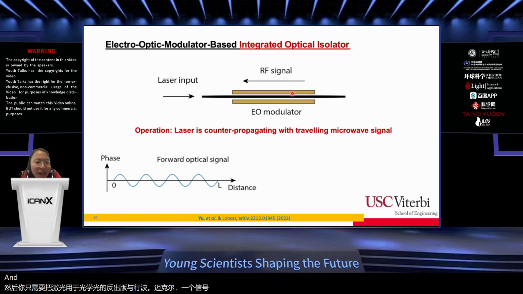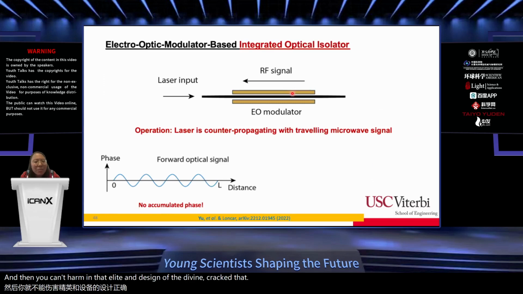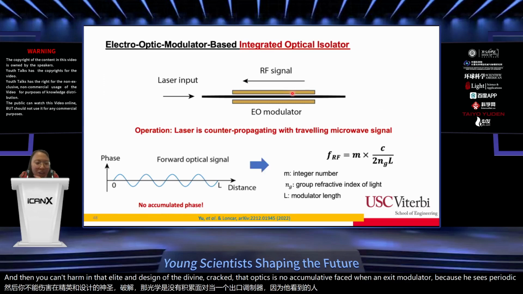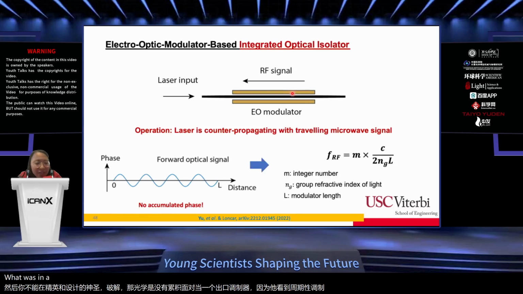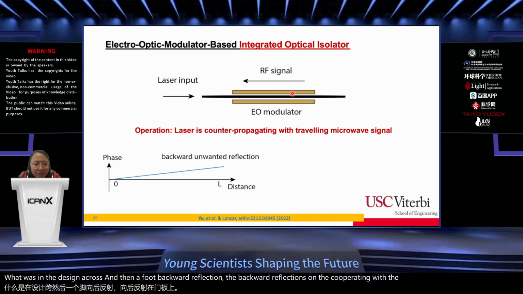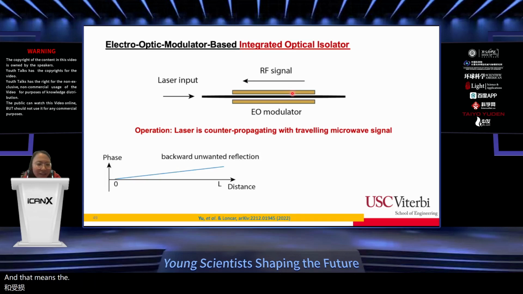When they are counter-propagating, you can design the device correctly so that the light sees no accumulated phase when it exits the modulator, because it sees the periodic modulation. Of course, this is in the correct design. And then the backward reflection is co-propagating with the microwave signal, and that means the phase can be constantly accumulated as it exits the modulator.